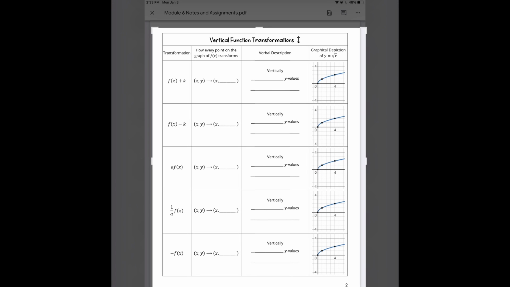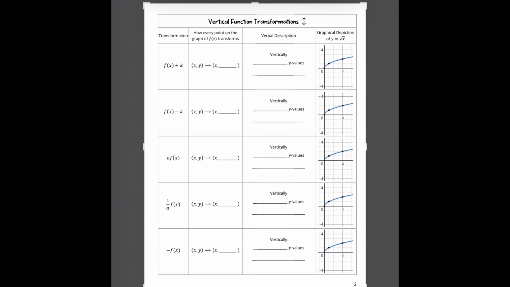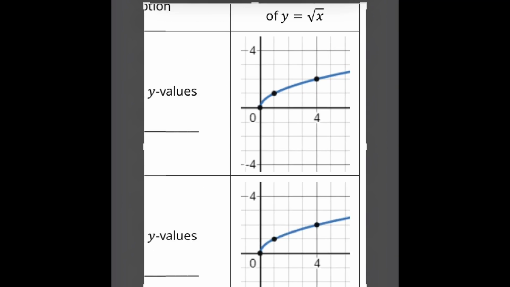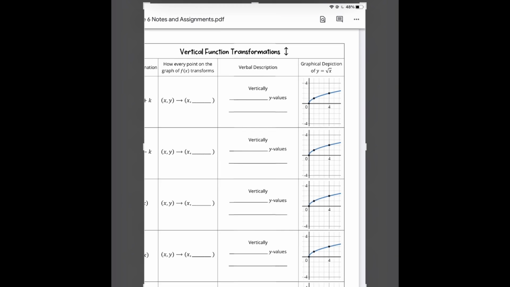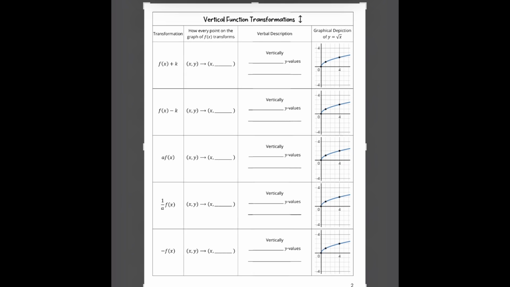All right, so now we're going to talk about transformations of functions. So if we have a function, a parent function, in this case, y equals the square root of x, we can shift that function or stretch it or compress it. We can do different things that affect the function, and we're going to talk about that now.